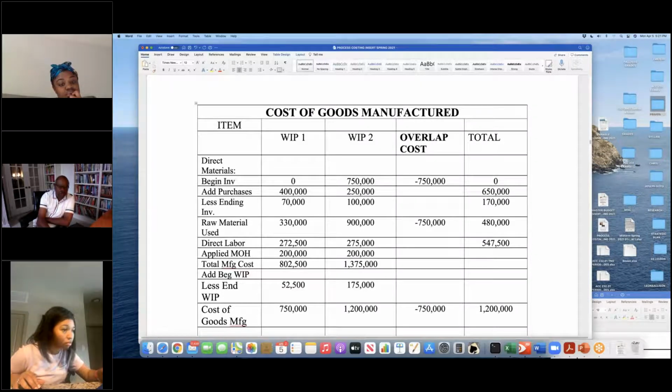The overheads are what? 400,000. So the total manufacturing cost, we add these three numbers: 480, 547.5, and the overhead. Let me highlight it so I can know. I'm gonna put this in red. You can do 480 and 400. That's automatically 880. Then you can do 880 plus 547,500. How much is that?